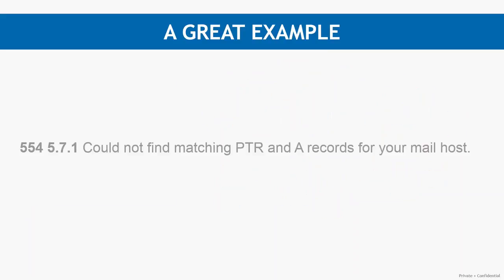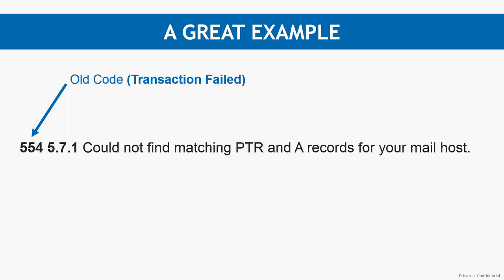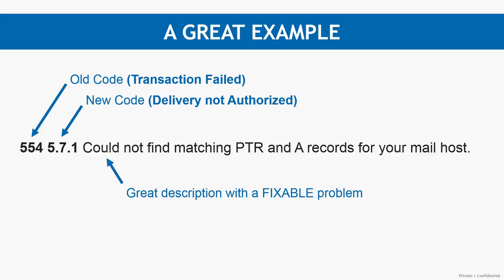So this first one is a good example. It's nice and clean, and if we break it down, there's an old code from the original protocol way back in 1982. This one says the transaction failed. Fair enough. There's a new code, which is from around the mid-90s, and this one says delivery not authorized. So there's a little more detail there. And then finally, the description is really clear and concise.